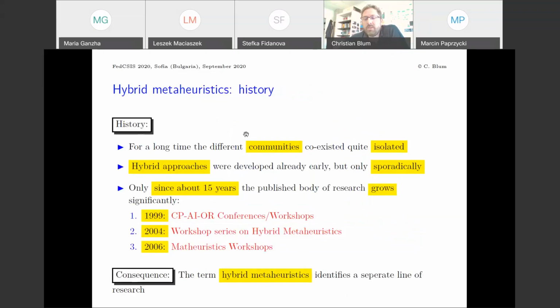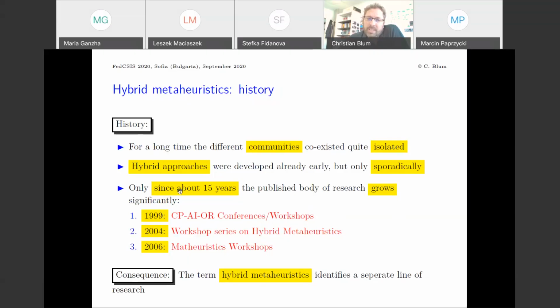A little bit about the history. For a long time, the different communities in optimization coexisted quite isolated. Even if you look at the meta-heuristics field, the people that were working on evolutionary algorithms at the beginning didn't look at what the people in simulated annealing or tabu search were doing. There are several reasons. One of them is surely that at the beginning you are very focused on your own technique and you want to sell it also.